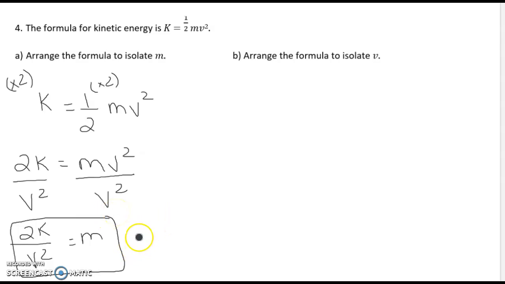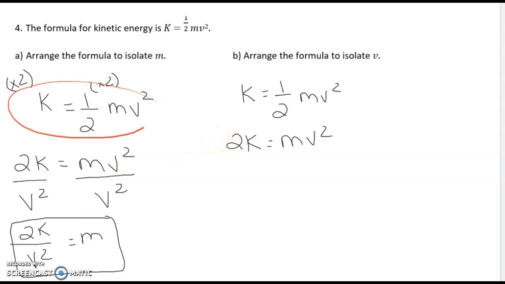Next one, they want us to arrange the formula to solve for v. This one's going to be a little bit trickier, but we got this. First things first, I'm going to write the equation K equals 1/2 times m times v squared. First thing we're going to do, like the other one, is get rid of this fraction. Because it's divided by 2, we have to multiply by 2, and you have to do it on both sides. So we're going to have 2K equals mv squared, for the same reasons we did over here.